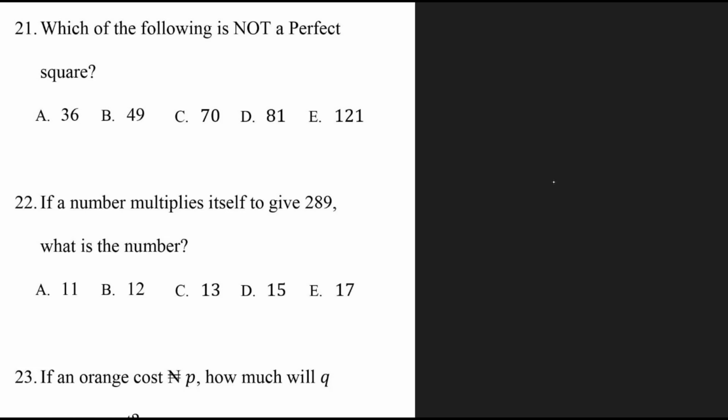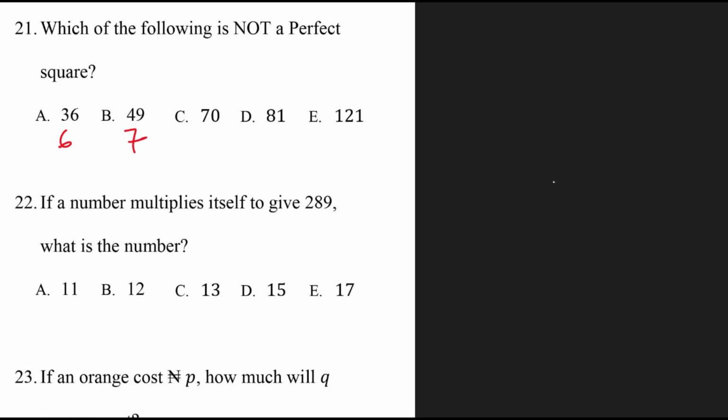So what you need to do is to check the options. You have the first one, option A is 36, and the square root of 36 is 6. Can you see? This is a whole number. The B is 49. The square root of 49 is 7. C, the square root of 70 is not a whole number.